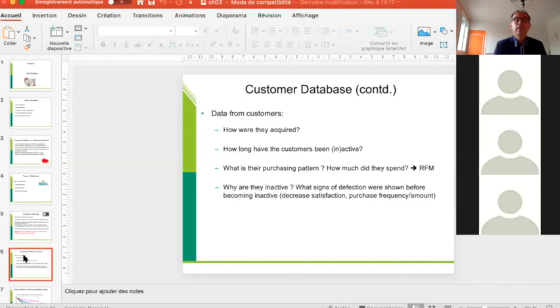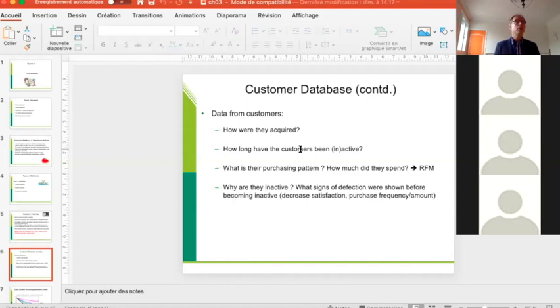We continue with the customer database, so data from customers, how they were acquired, how they have been active or inactive, what is the purchasing pattern, how much did they spend. This is the RFM rule, so recency, frequency, monetary amount. Why are they active or inactive? What are the signs of defection before they become inactive? So all this information can be obtained with transactional data. If you record transactional data, you see the recency and the frequency. So for example, if you see that the recency, that is the date since the last purchase, decreases, this is an indicator that the customer is on the point of becoming inactive, that he won't purchase again.